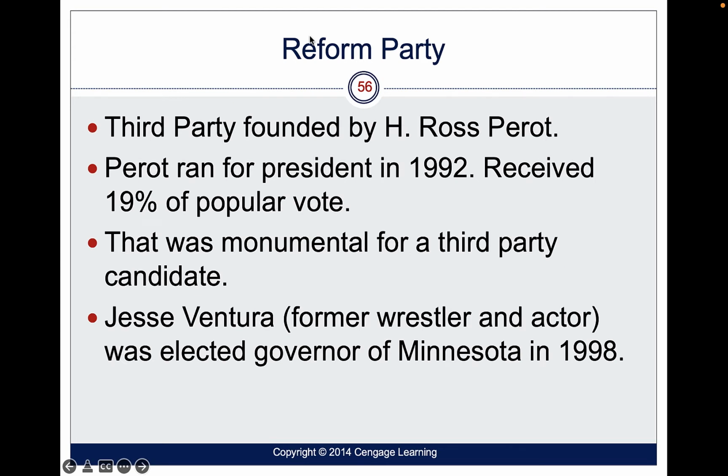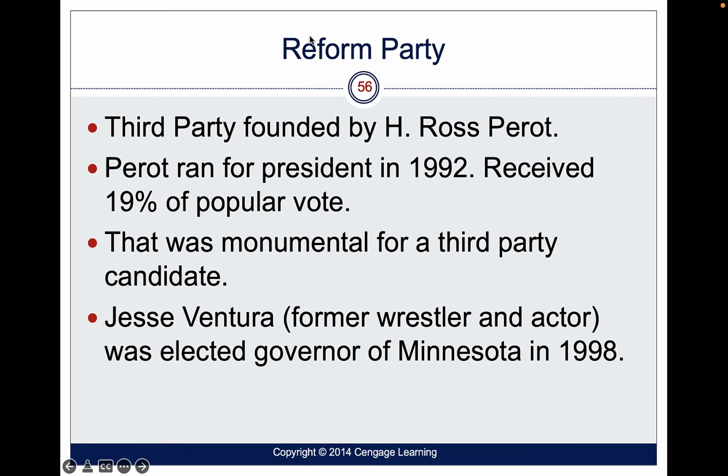We also had the Reform Party. This was a third party founded by H. Ross Perot. Ross Perot ran for president in 1992 and received 19% of the popular vote. Didn't receive any electoral college votes, but received 19% of the vote, which is astounding. A third party candidate to receive almost 20% of the popular vote is incredible, right? We also had Jesse Ventura, who was a former wrestler and actor, was elected governor of Minnesota in 1998.